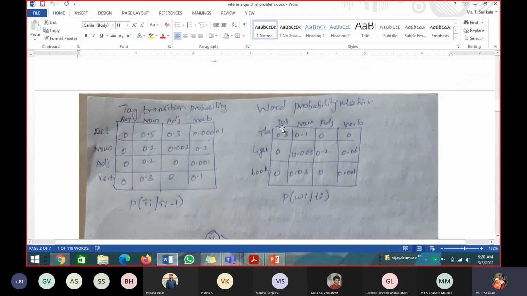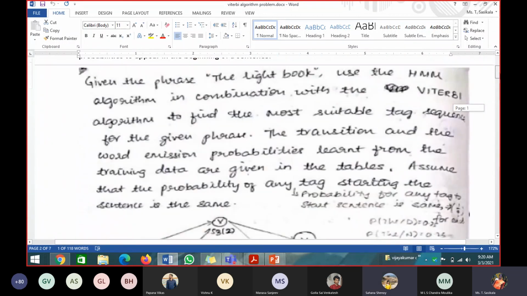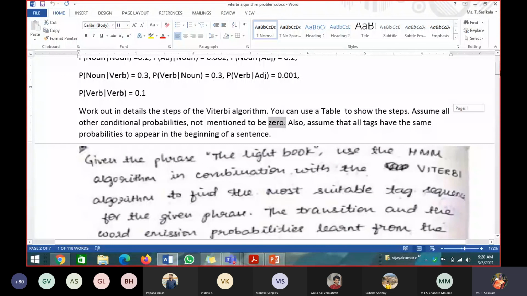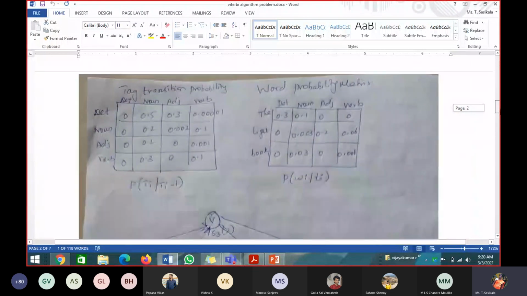So, for the as a determiner, what is the probability given in the question? That's why I made you note down 0.3. The as a noun is 0.1. The as an adjective, what is the probability? It is not given in the problem, right? Any probability given? No, ma'am. One statement says if the probabilities are not there, the probability should be assumed as 0. Assume all the other conditional probabilities not mentioned to be 0. So you mention 0, and fill this table for Wi given Ti.